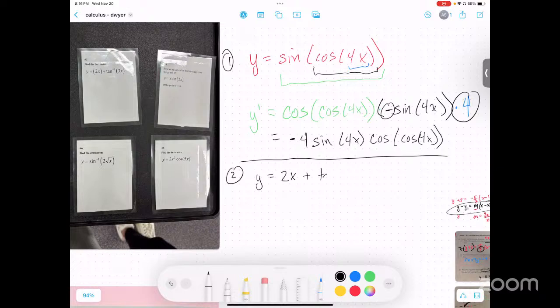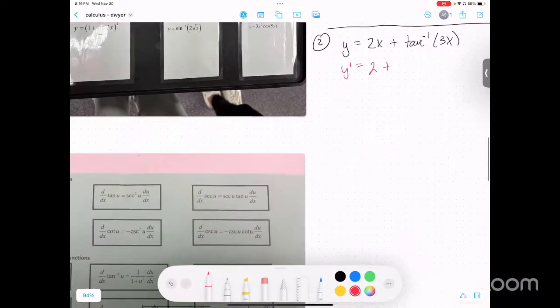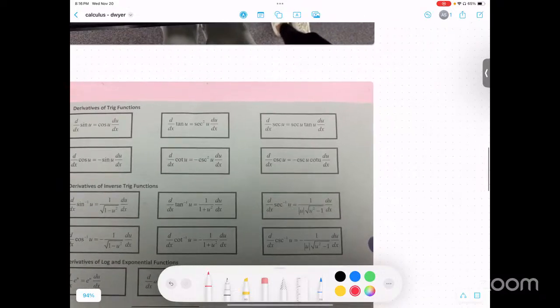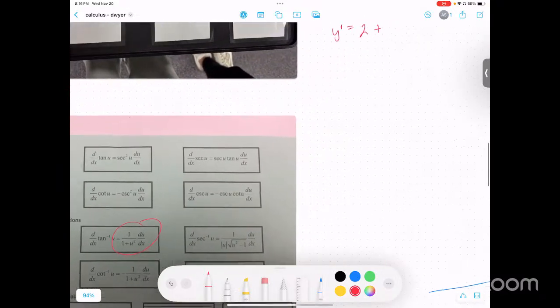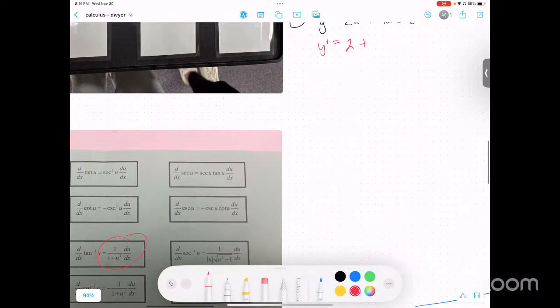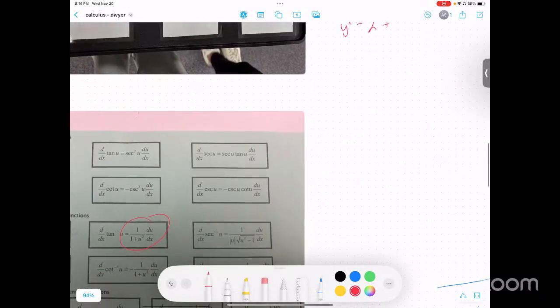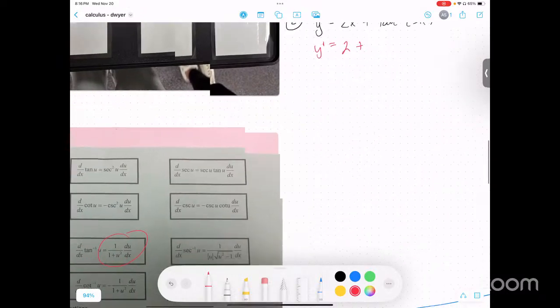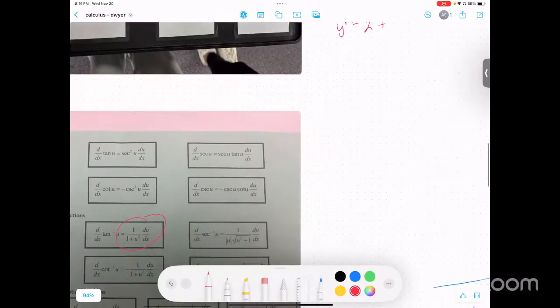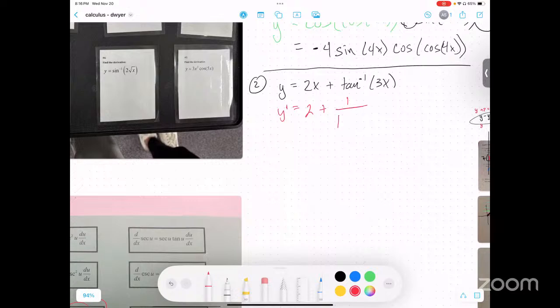Okay, so for number 2, to take the derivative of this, you're going to just take the derivative of 2x, which is just 2, plus the derivative of the tangent inverse. The tangent inverse derivative is right there, and you see how they do the chain rule. So it's 1 over 1 plus whatever u is, your inner function, squared. So it's 1 over 1 plus 3x squared.